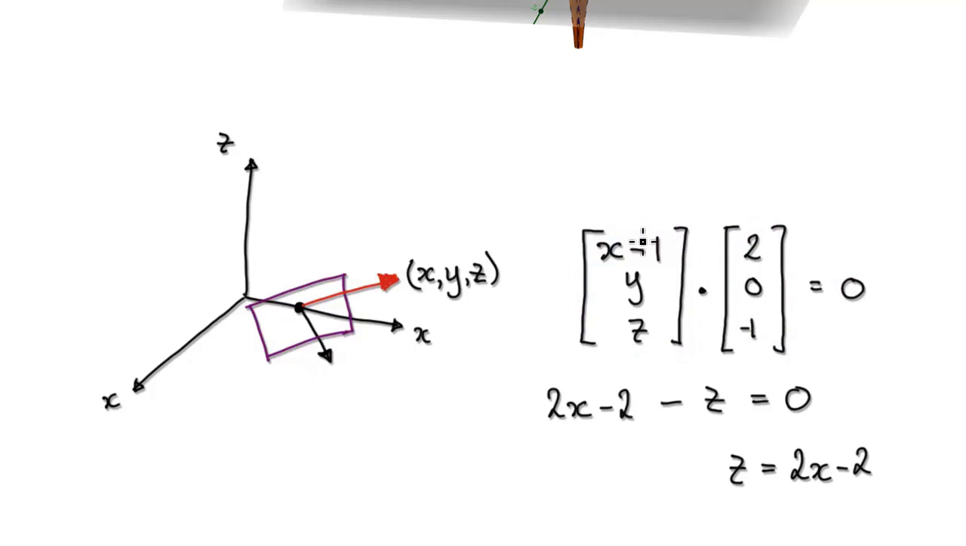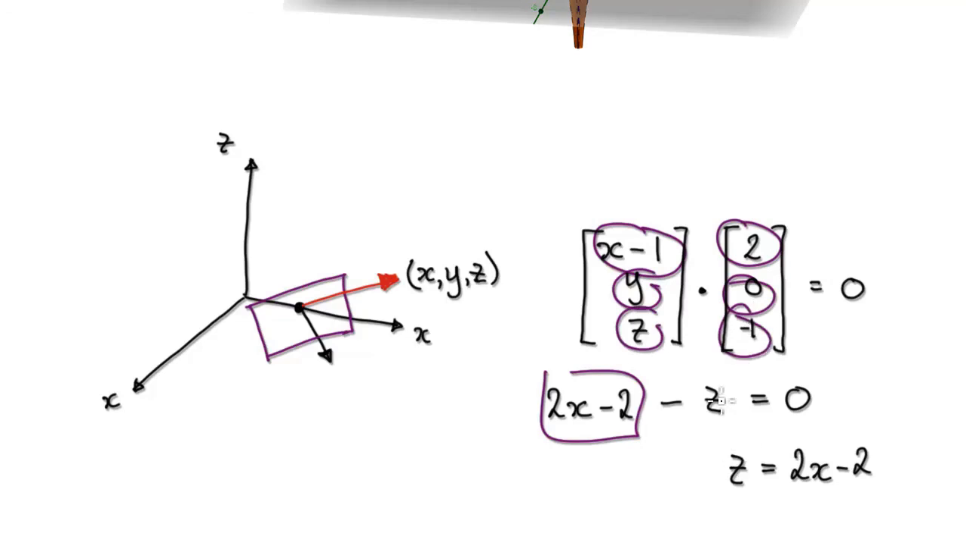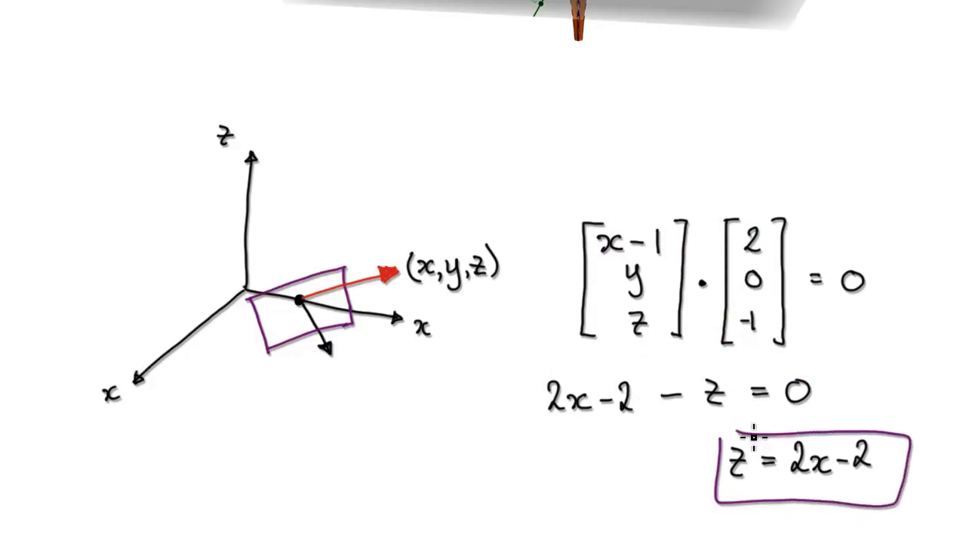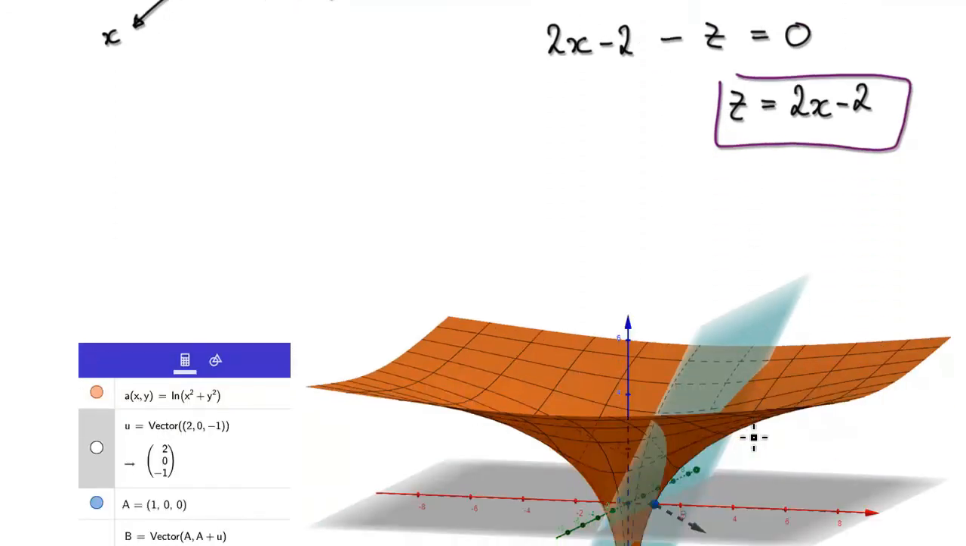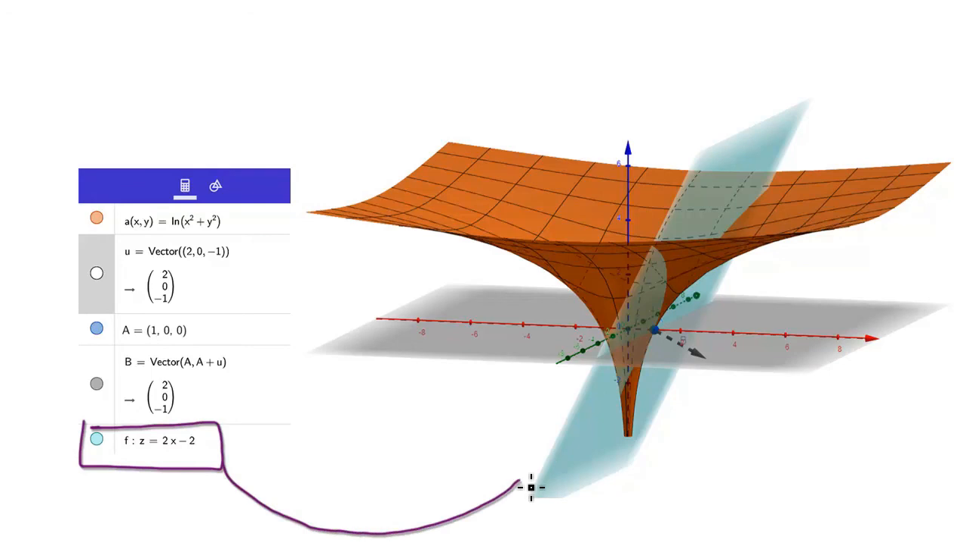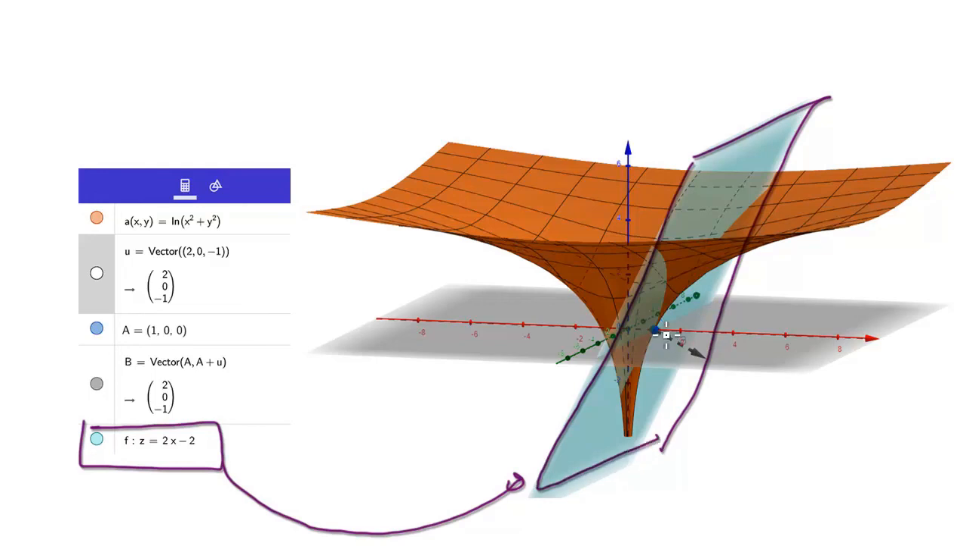So now compute the dot product. This times this will give you this. This times this will be 0. This times this will be negative z equals 0. So therefore the equation of our plane is given by this. If you punch this into GeoGebra, that's our surface there. So that's our plane there. Now this is our plane here. You can see that our plane is at 90 degrees to grad f. So that's our tangent plane.